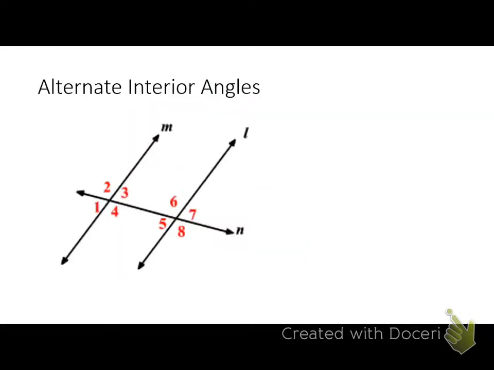So in my picture, what numbers are on the inside of the double lines? 3, 6, 4, 5. Good. So what would be alternate interior with 4? 6. And then 3 would be with 5. Okay. 3 and 5, 4 and 6. Good.